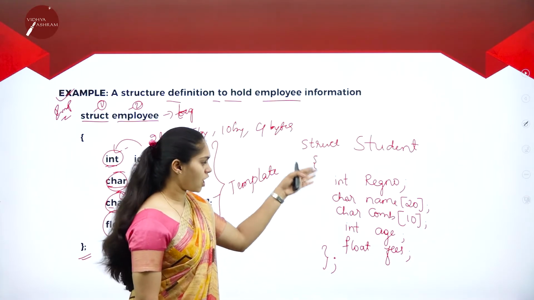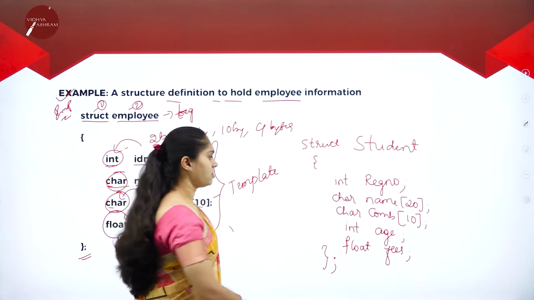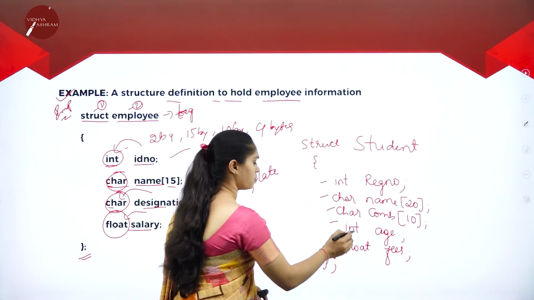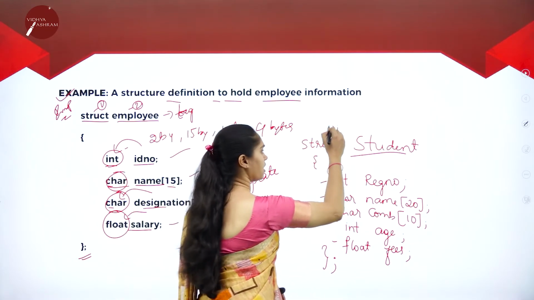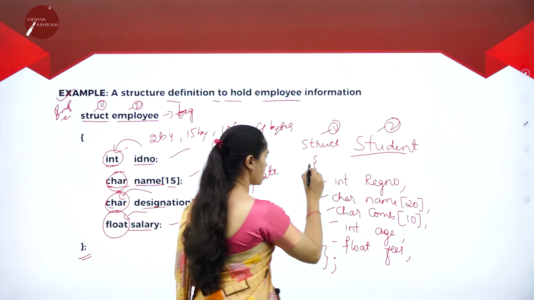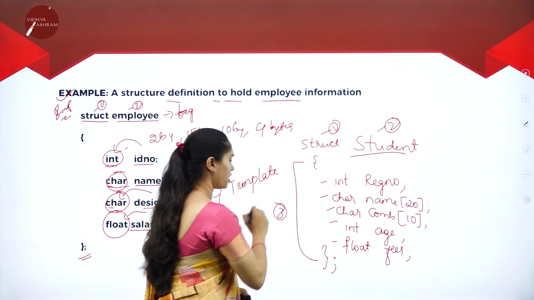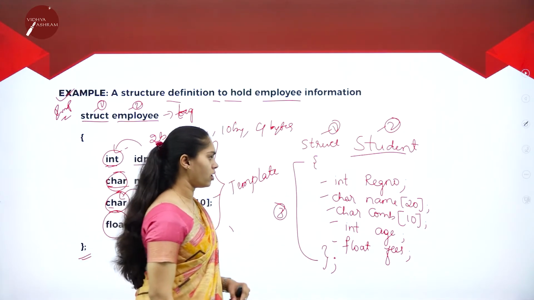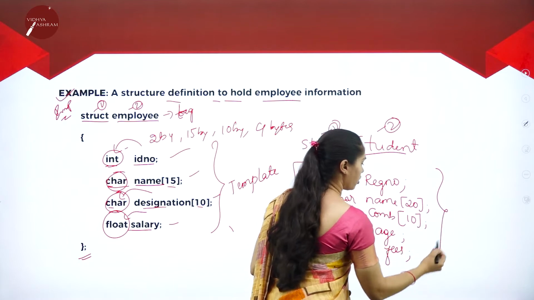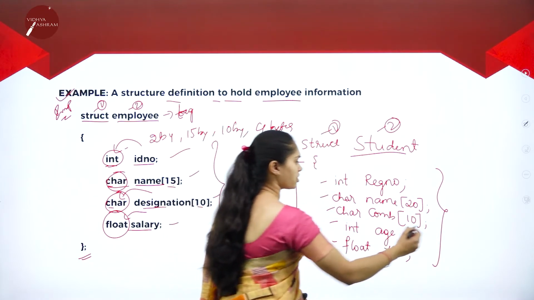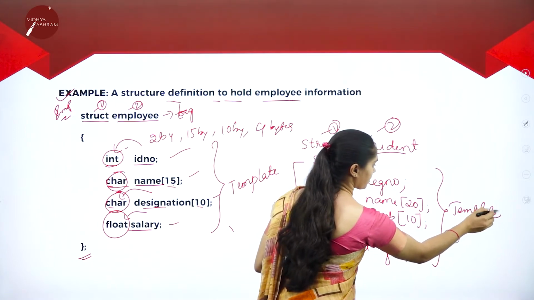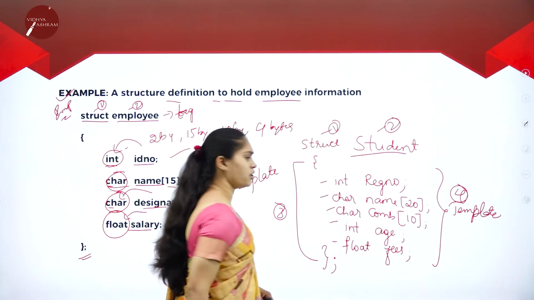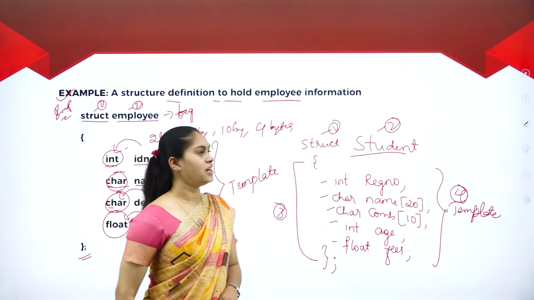So, how many members are here? We have 5 members, which belong to the student structure. So, struct is a keyword and student is the name of the structure. This indicates the opening and closing of a structure with a semicolon, and these are all the members of the structure, so that together I can call that a template. This is point number 4. This is what you have to remember.